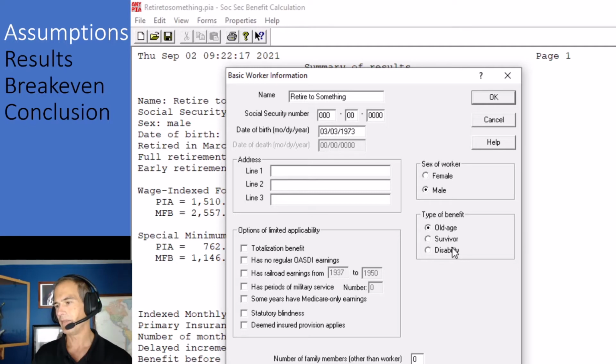Sex really doesn't matter for the calculation. We do want to calculate old age benefit though. And then the final thing down here at the bottom, number of family members, is set to 0.